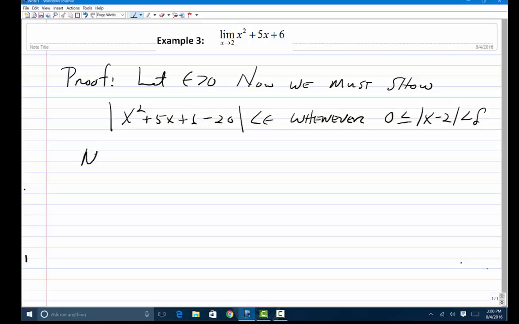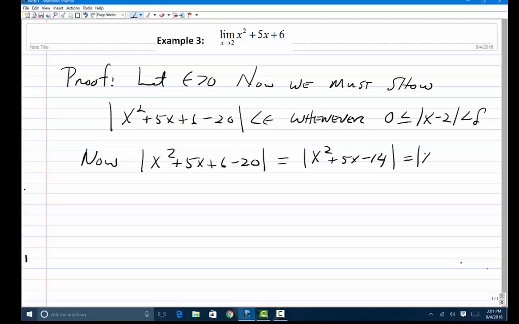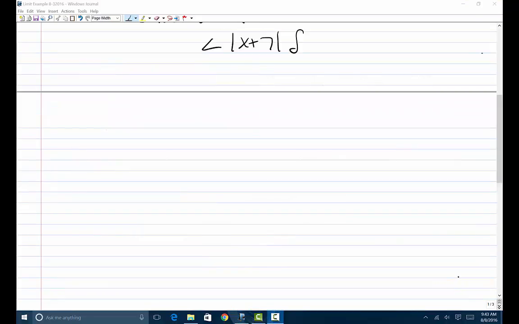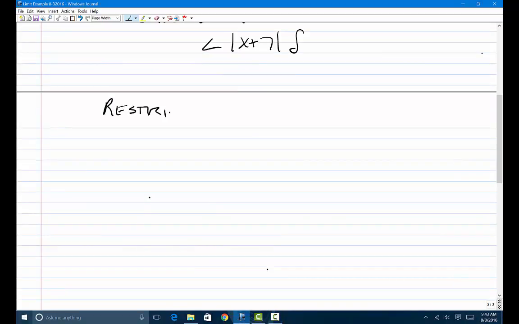Now consider the absolute value of x squared plus 5x plus 6 minus 20. Simplifying, we see that this is less than or equal to the absolute value of x plus 7 times the absolute value of x minus 2. Since we want the absolute value of x minus 2 to be less than delta, we have, but the size of the absolute value of x plus 7 depends on our choice of x, so let's restrict delta to be less than 1.